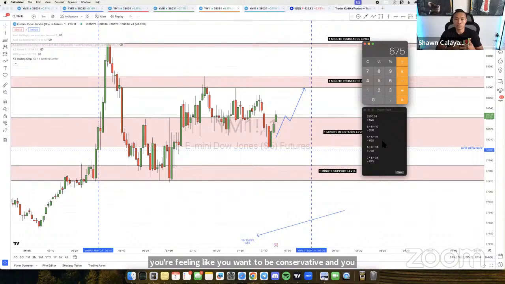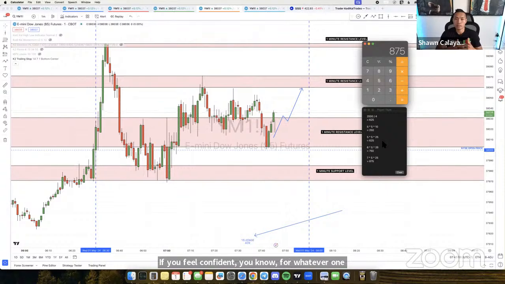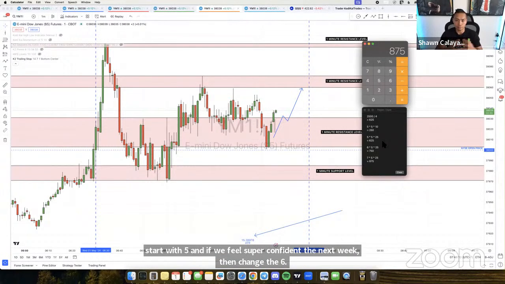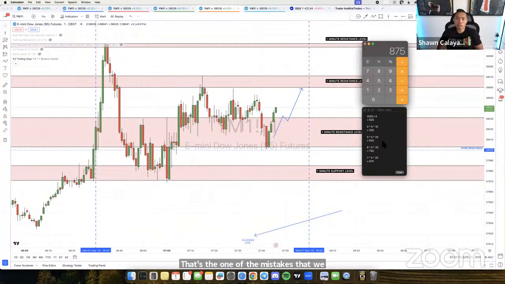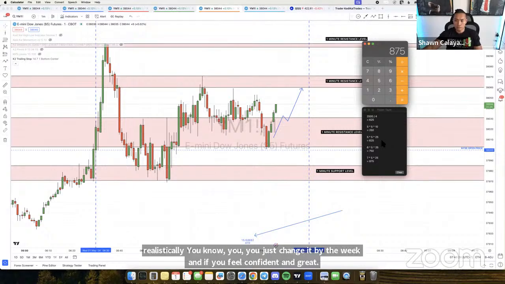If you feel confident, for whatever one day, I wouldn't change your contract size every day. So only change your contract size by the week. So like for 1 week, if you want to just get started, start with 5. And if you feel super confident the next week, then change to 6. That's like one of the mistakes that we made when we were applying the BV3. I was changing contract sizes too quickly. Realistically, you could just change it by the week. And if you feel confident, then great. So yeah, use 5 or 6.